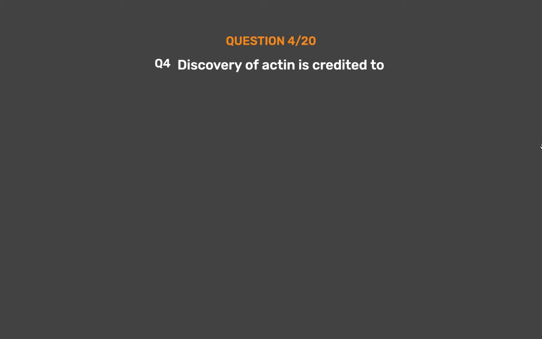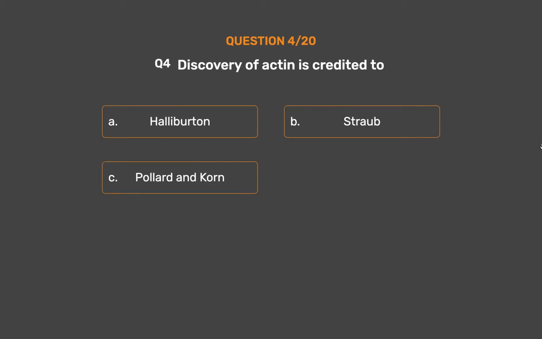Question number 4. Discovery of actin is credited to Option A. Halliburton. Option B. Straub. Option C. Pollard and Kohn. Option D. John Kendrew.